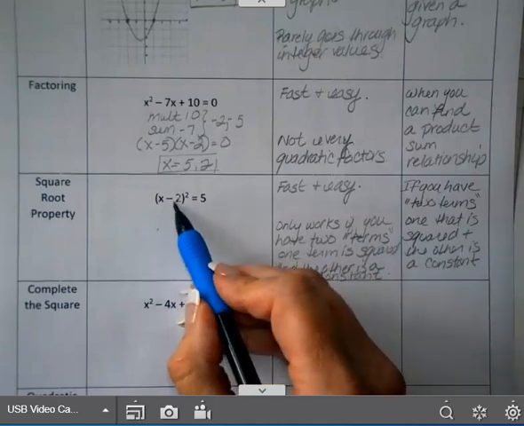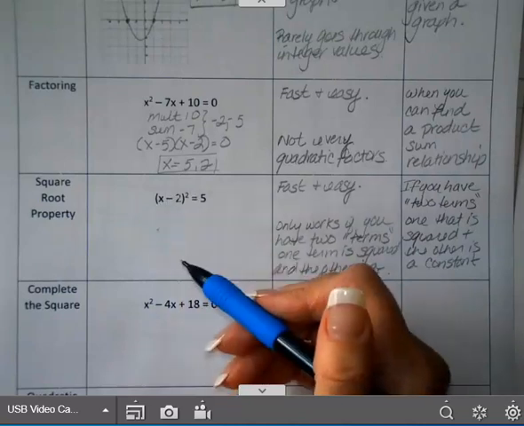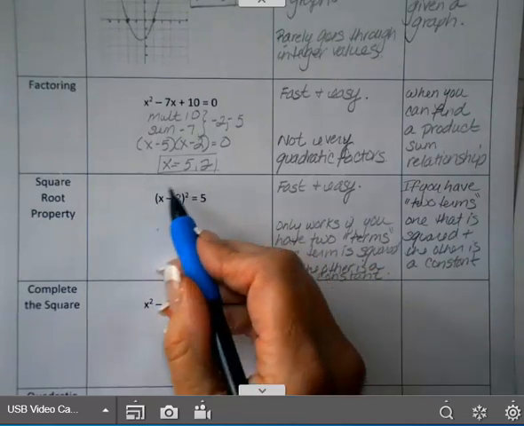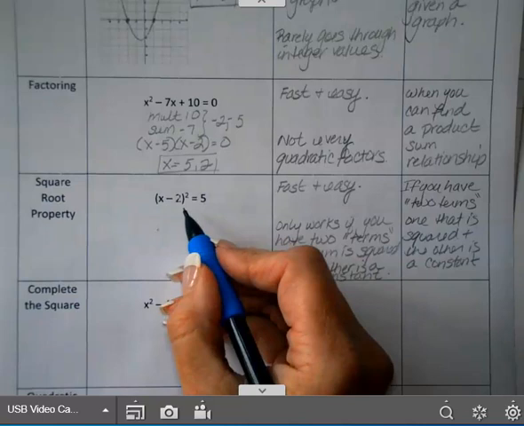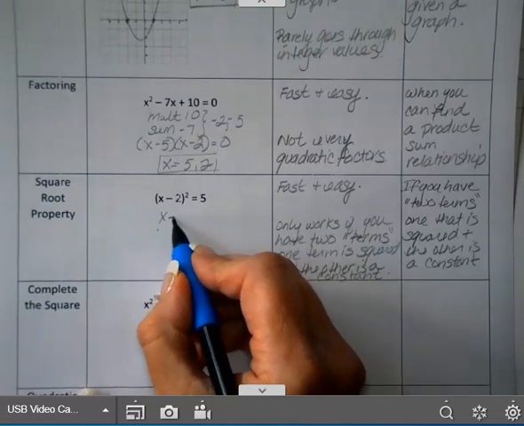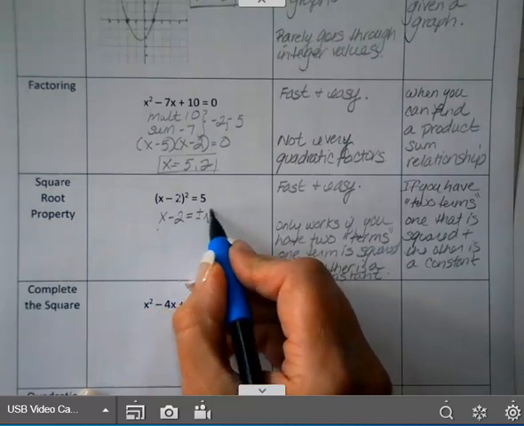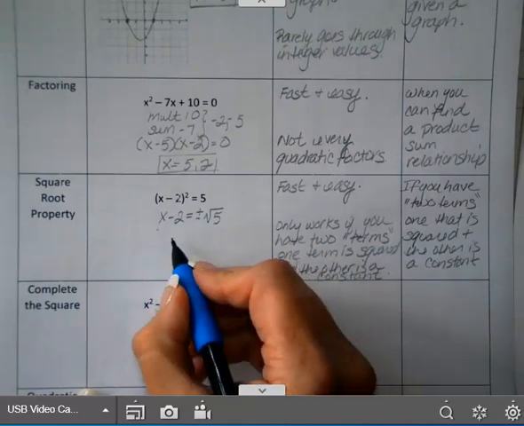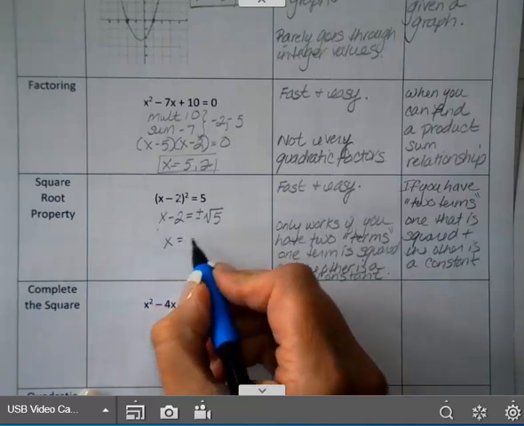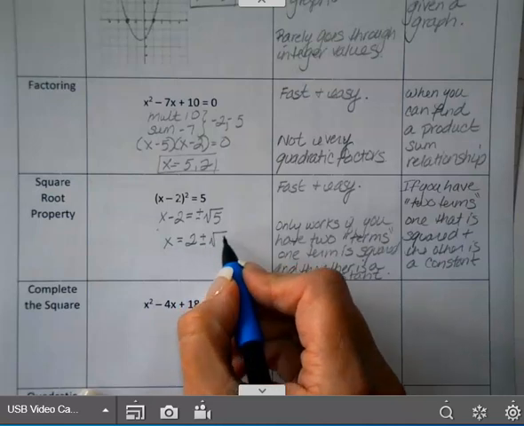(x - 2) quantity squared, so I'm calling this a squared term. So I'm considering this one term. On this one, I can go ahead and take the square root of both sides. So x minus 2 equals plus or minus square root of 5. And then add 2 to both sides, so x equals 2 plus or minus the square root of 5.